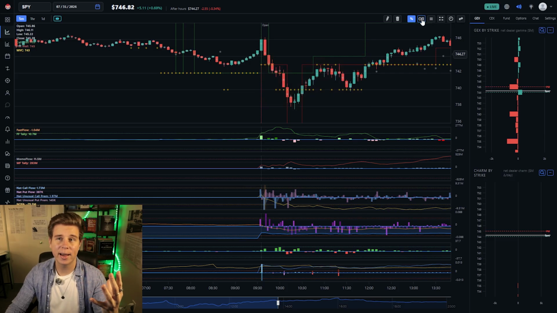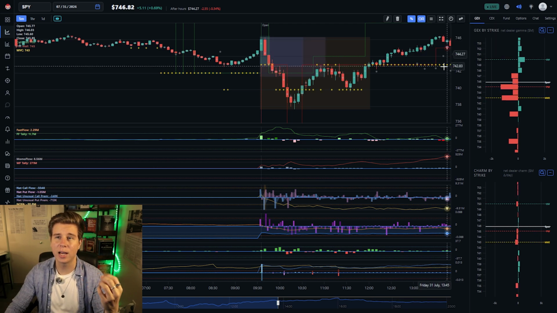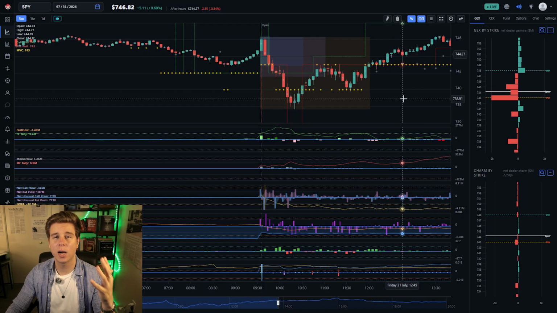So if you left click on that, it turns on and off the shade. If you right click on that, you can select different opening ranges to be shaded. And you also get a little sound alert if you have the alerts on when a stock that you have open does break out or down of the opening range.